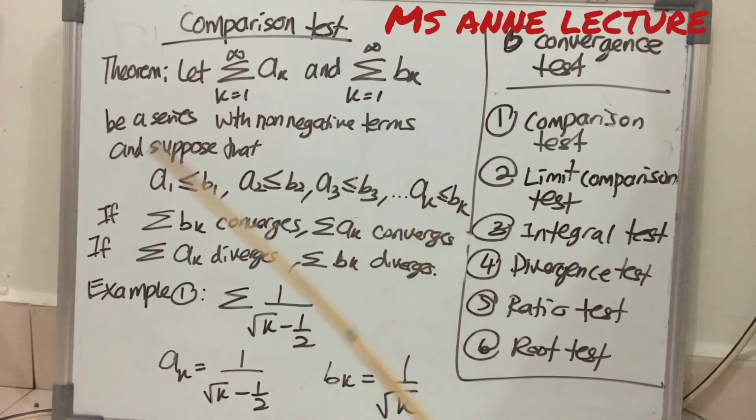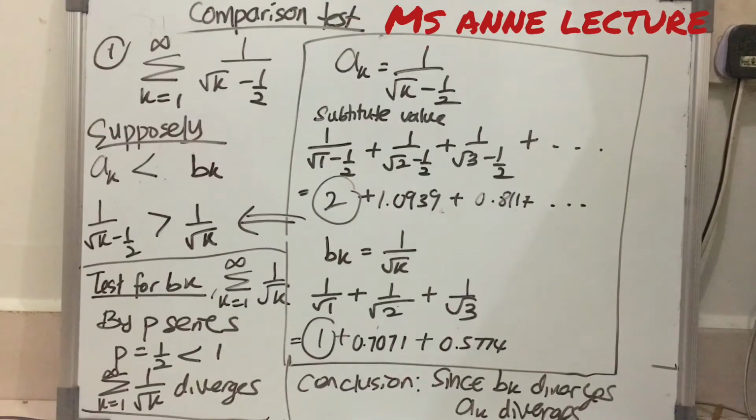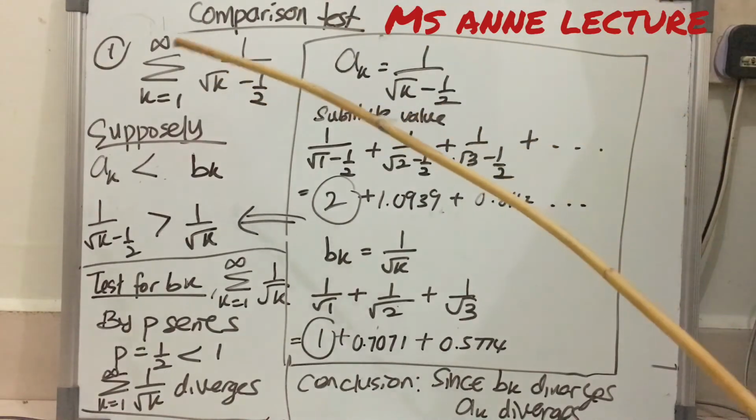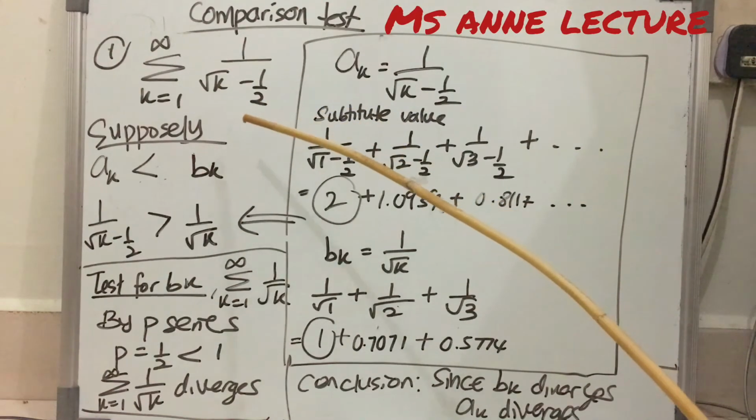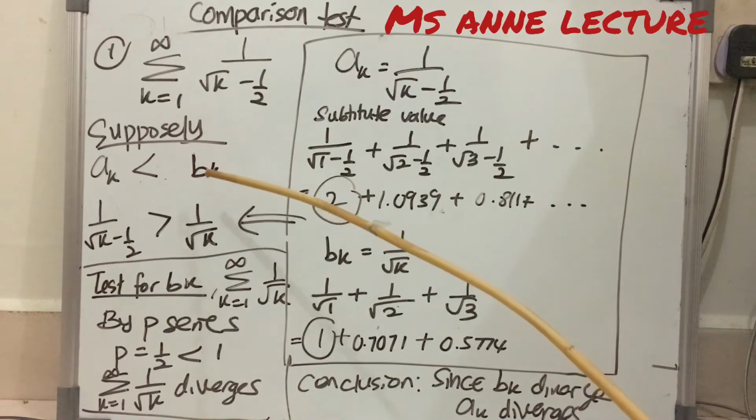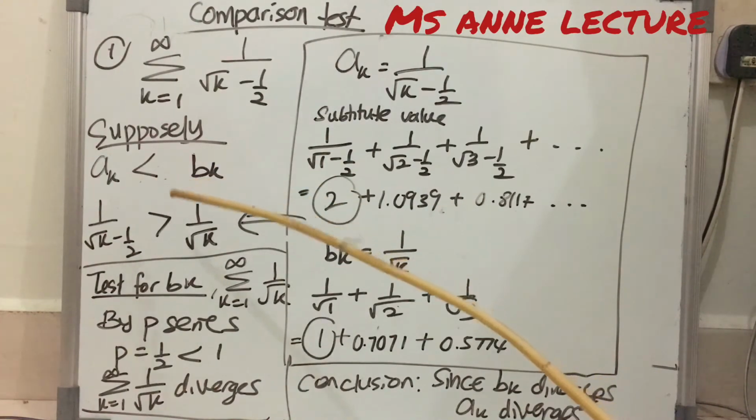For example, we have the series of 1 over square root k minus half for k equal to 1 to infinity, where a_k is the question itself, 1 over square root k minus half, and b_k is 1 over square root k. Supposedly b_k should be greater than a_k, but we have to test.